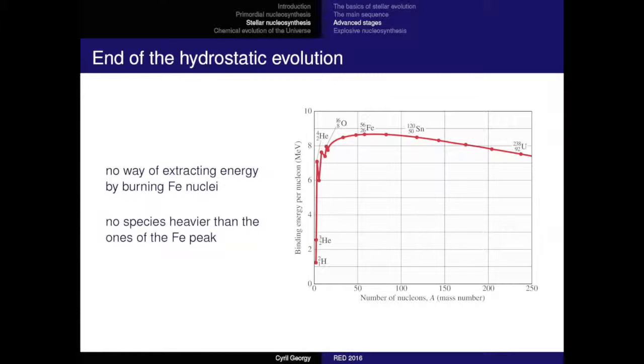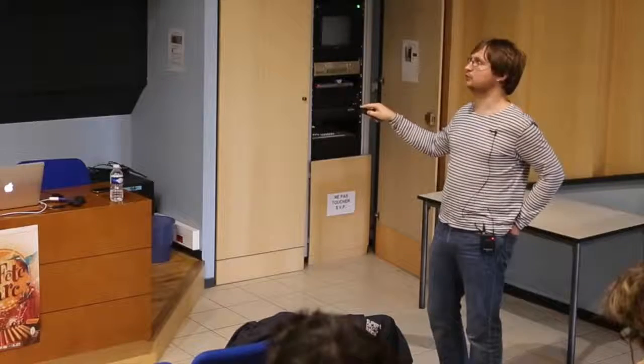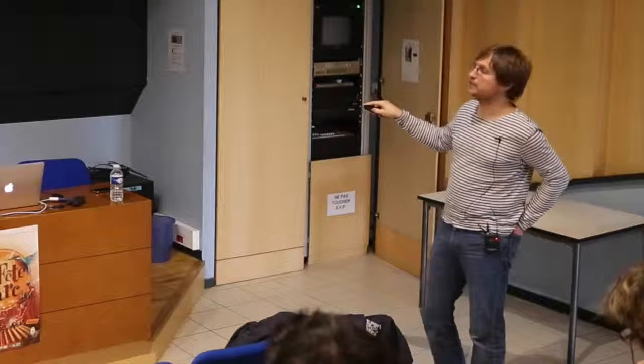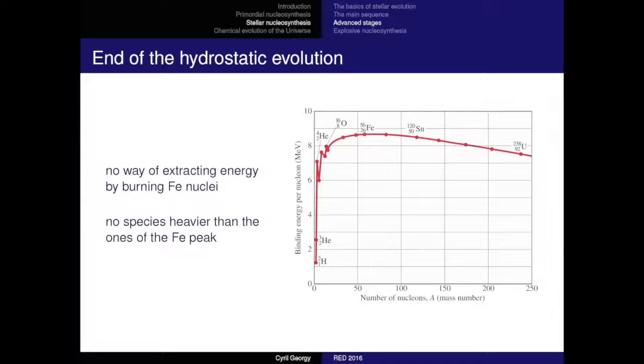But once you reach iron, if you want to fuse iron with something, it will not produce energy anymore, it will consume some energy. So basically, when you have reached iron or nickel 56, you have no way of burning things in your star and producing energy at the same time. So you will produce no species heavier than the ones of the iron peak through this process.